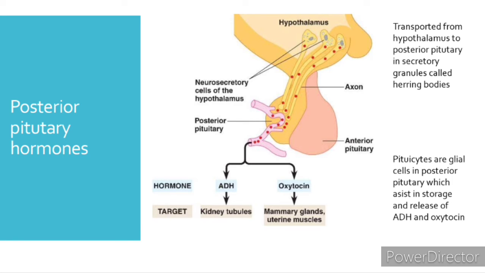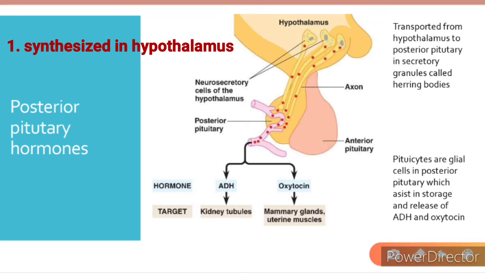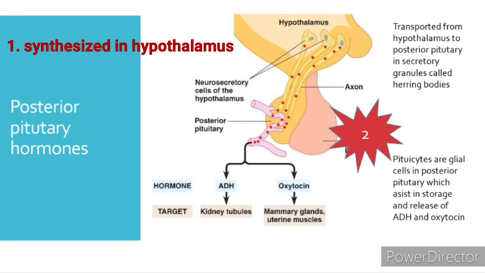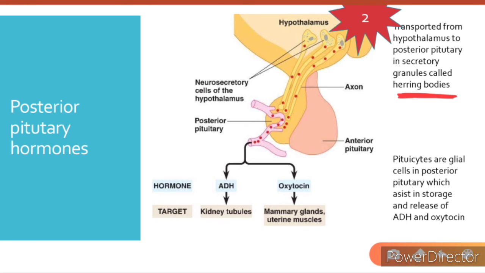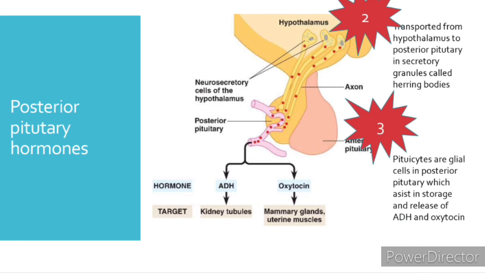Posterior pituitary hormones. Here are three important points which you have to remember. Posterior pituitary hormones, we know, are ADH and oxytocin. Okay, so they are actually synthesized in the hypothalamus. They are not synthesized in the pituitary but in the hypothalamus. Then the second point is they are transported from the hypothalamus to the posterior pituitary in secretory granules called Herring bodies. Third thing, pituicytes are glial cells in the posterior pituitary which assist in storage and release of ADH and oxytocin.